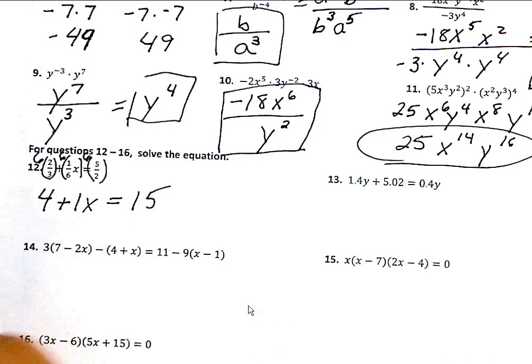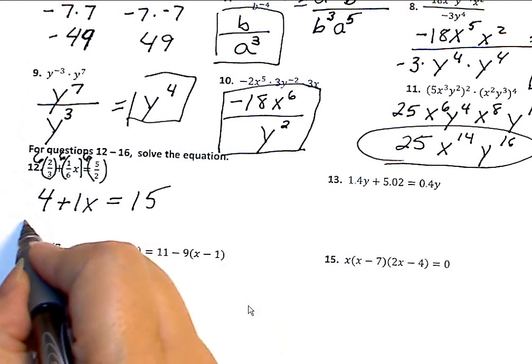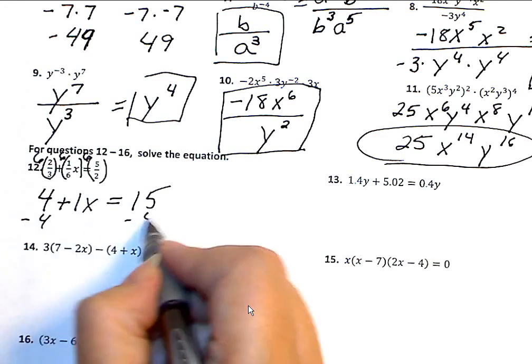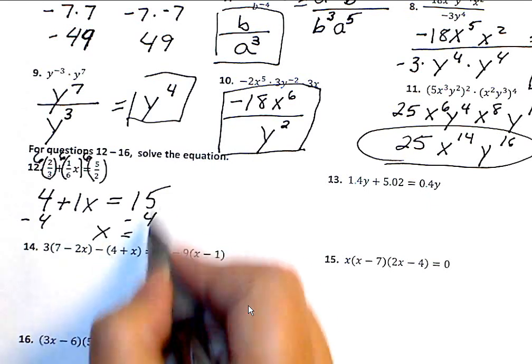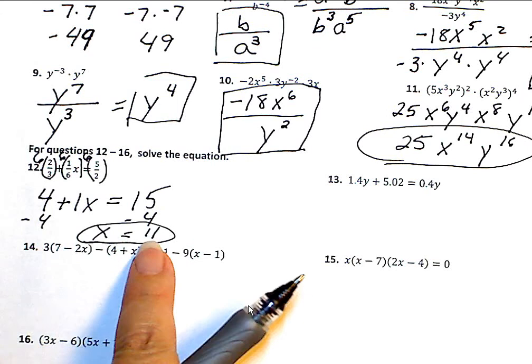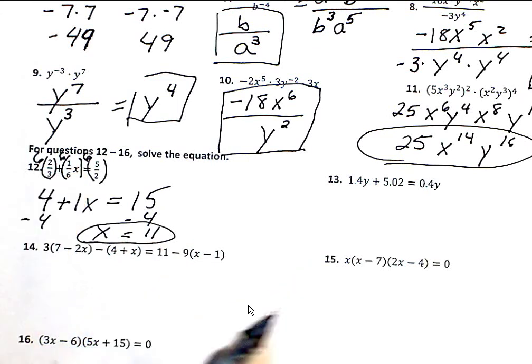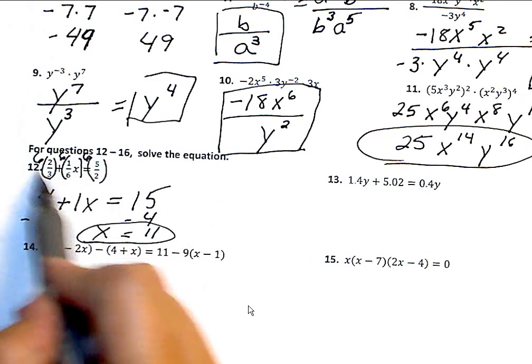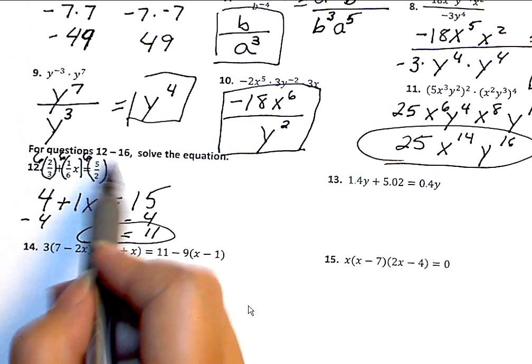And then I would subtract my 4 on both sides. So x is going to equal 11. If you put in 11 for x on this side, you should get your 2.5. So it's a way to check your work.